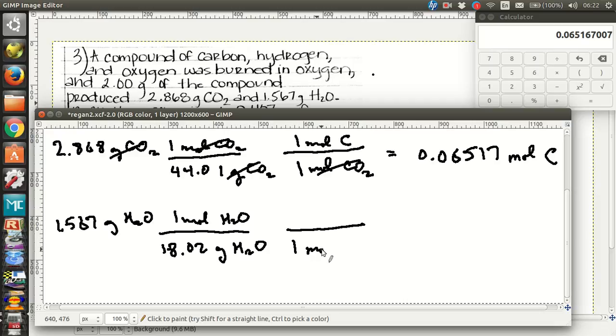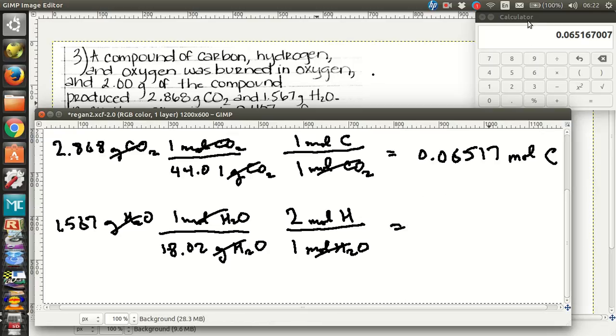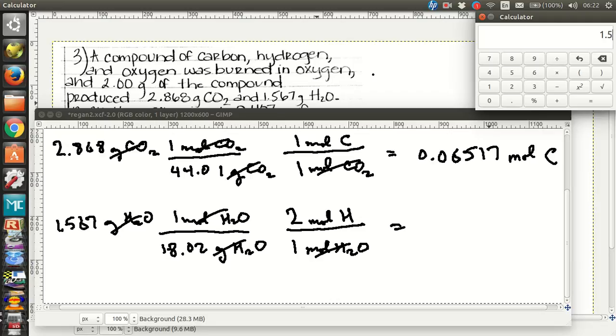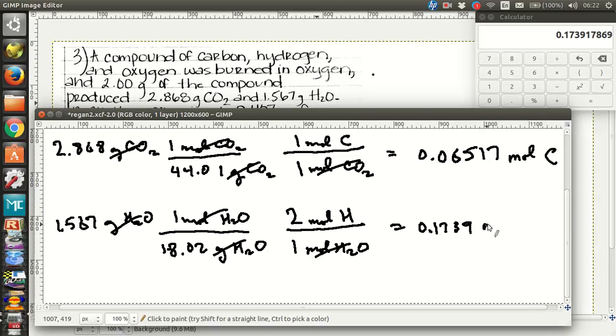And in every 1 mole of water, this is an important step here, there are 2 moles of hydrogen, not 1 mole of hydrogen. So these all cancel out. I end up with moles of hydrogen, which is what I wanted. And the moles of hydrogen are 0.1739 moles of hydrogen. So far, our empirical formula looks like this. All we need to do is find the O and then divide all these by something to get them into whole numbers. So let's go get that O.